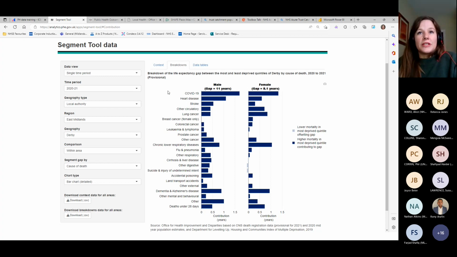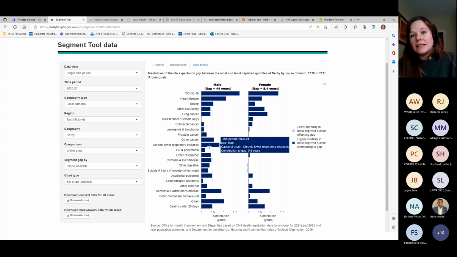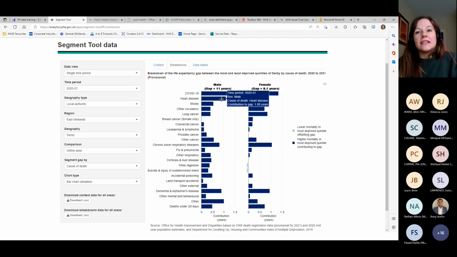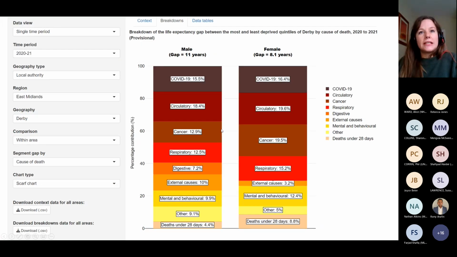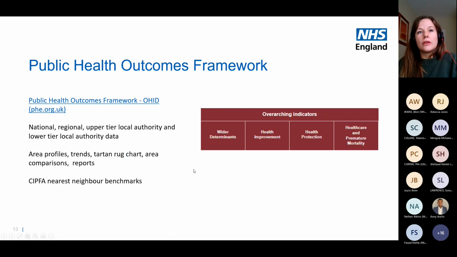However, for the vast majority of conditions, they are contributing quite a number of years, and in particular, chronic lower respiratory diseases are contributing well over a year for females, and for men, heart disease contributes well over a year to the life expectancy gap. So just making those headlines really for where our efforts are best targeted. So I'm going to click through the screen grabs.